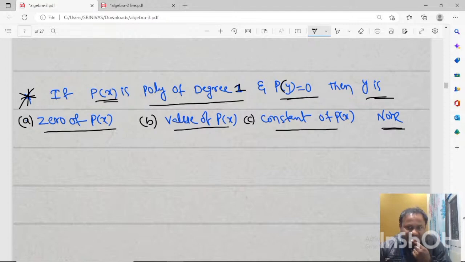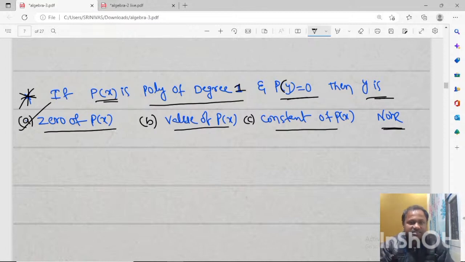Okay, Sahana says option C, constant of P of x. Vanita says option A. Okay, Pratibha as well as Renuka say option C. The correct answer is option A, not option C.